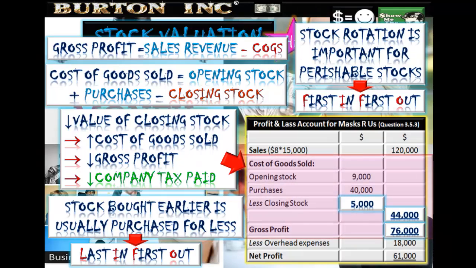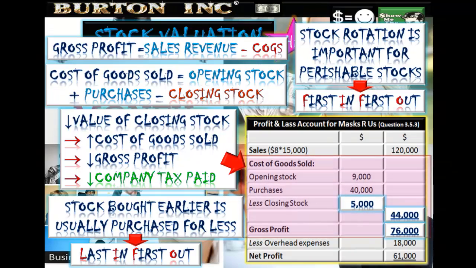Stock that is bought earlier is usually purchased for less. Prices tend to rise in an economy. If we're buying tyres off our supplier in January, by the time December rolls around, those same tyres are likely to be more expensive. If we use a last in first out technique, that means if we sell off those tyres that have just come in the door first, it tends to leave us with our older stock. First in first out will leave us with our newer stock. Last in first out typically leaves us with our older stock.